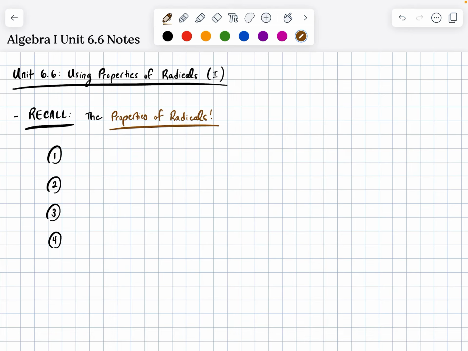Jokes aside though, we are here in our 6th class of Unit 6 to continue using our Properties of Radicals, Part 1. If we're gonna do that, it might behoove us to remember what those properties actually are. Take a look back at your notes, 30 seconds. Give me those 4 properties of radicals that we created together. Go!